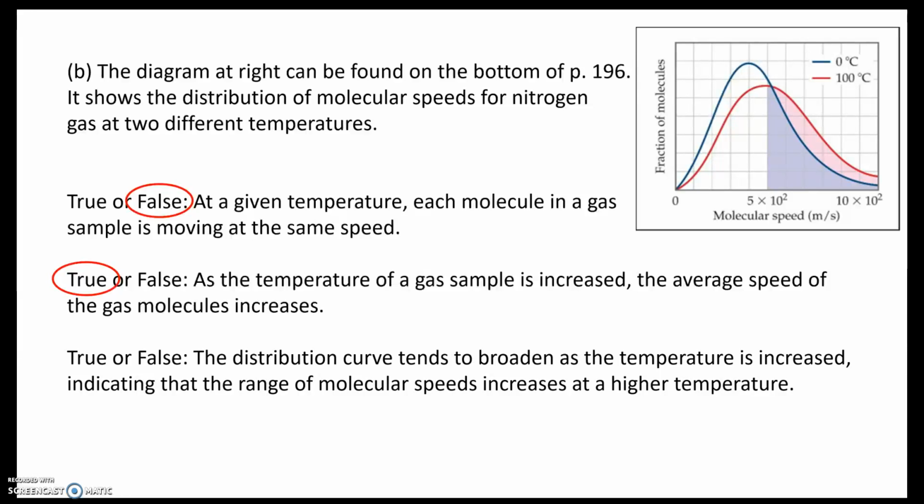per second. The third one, true or false, the distribution curve tends to broaden as the temperature is increased, indicating the range of molecular speeds increases at a higher temperature. That also is true. We can see the higher the temperature, the broader, the wider the base of this curve is.